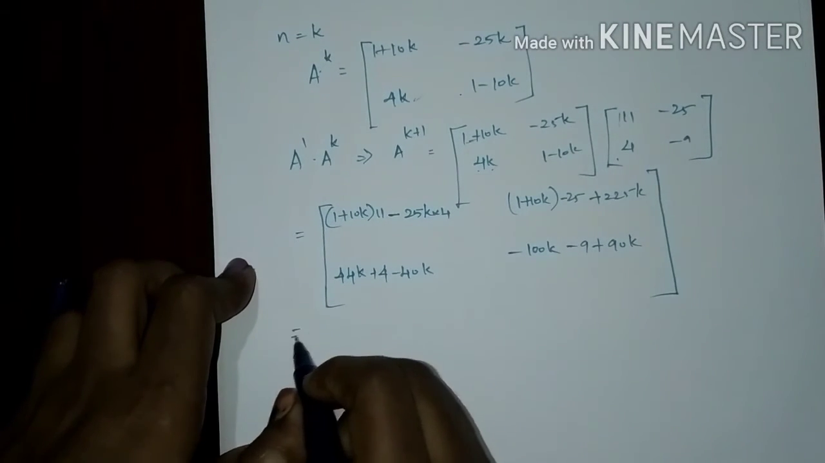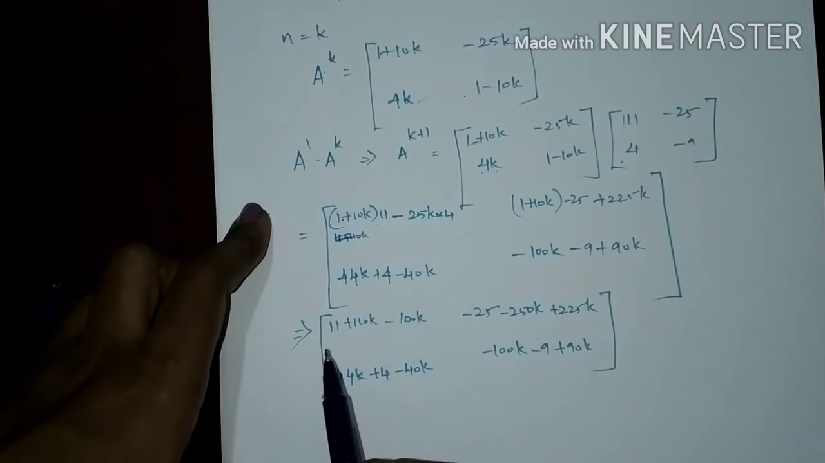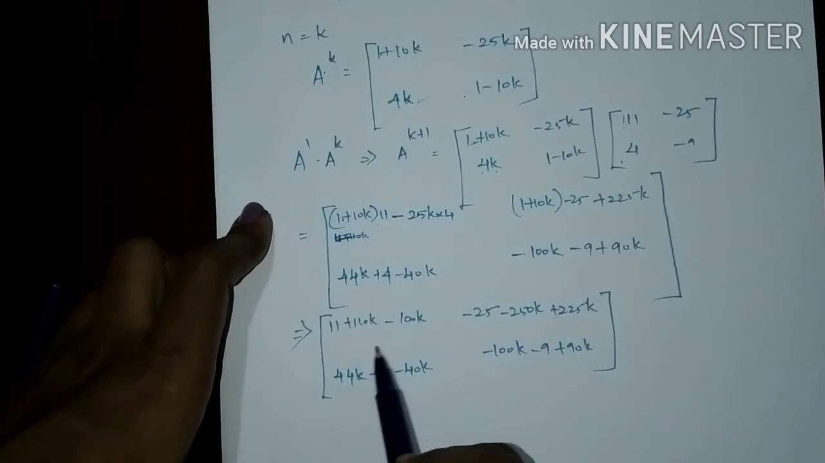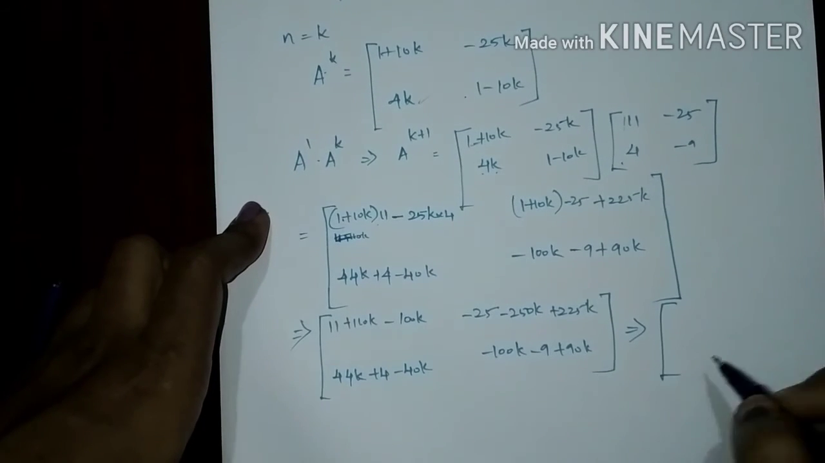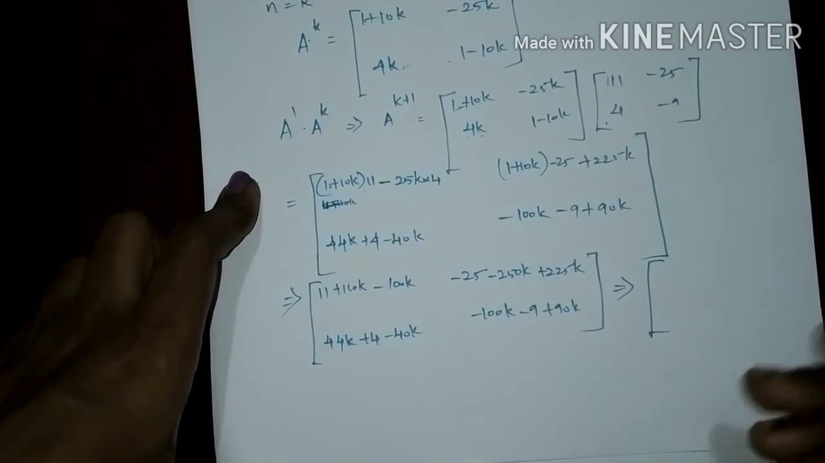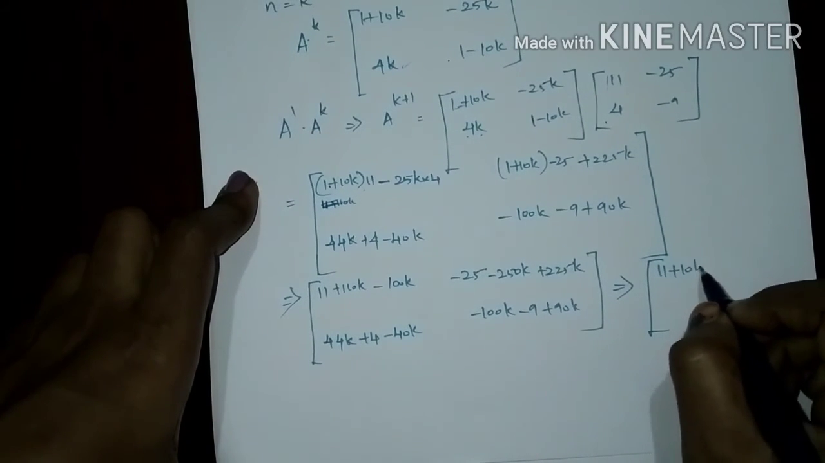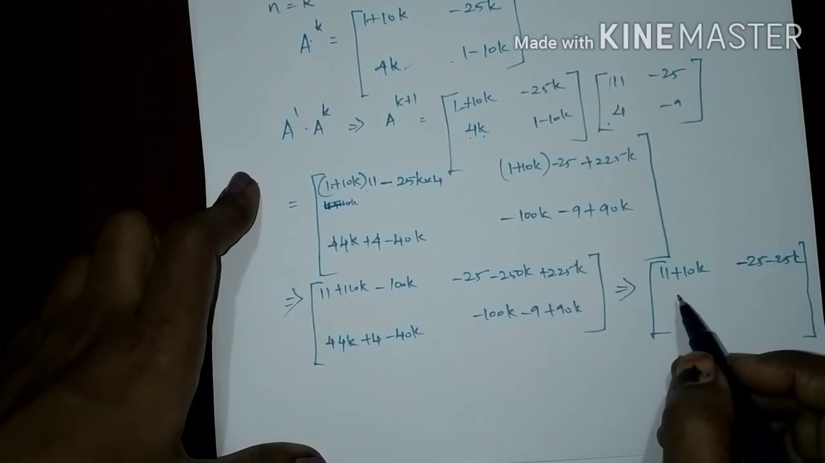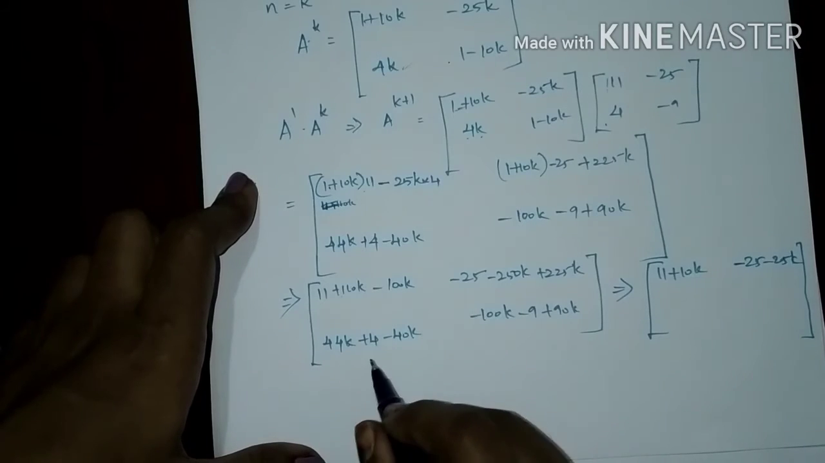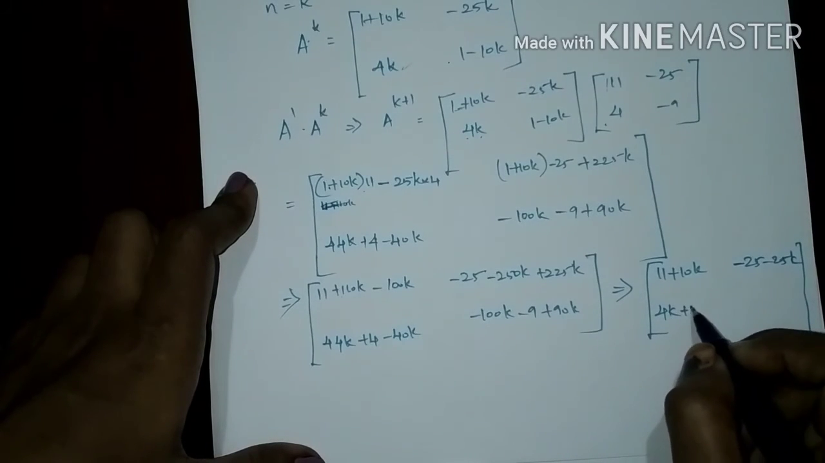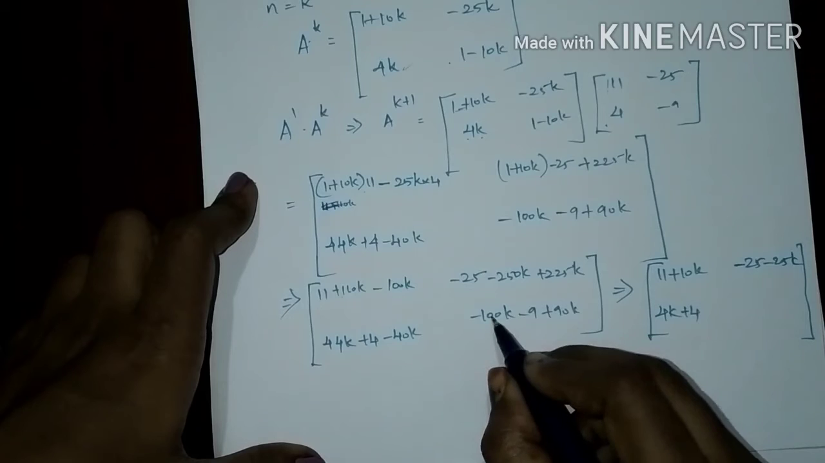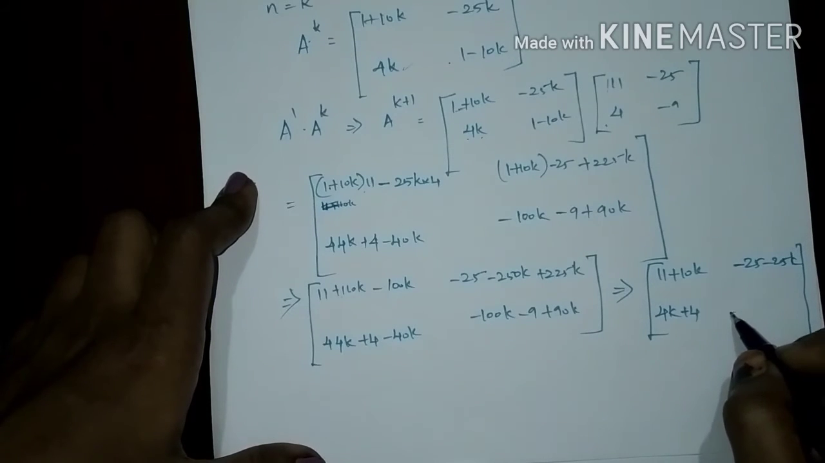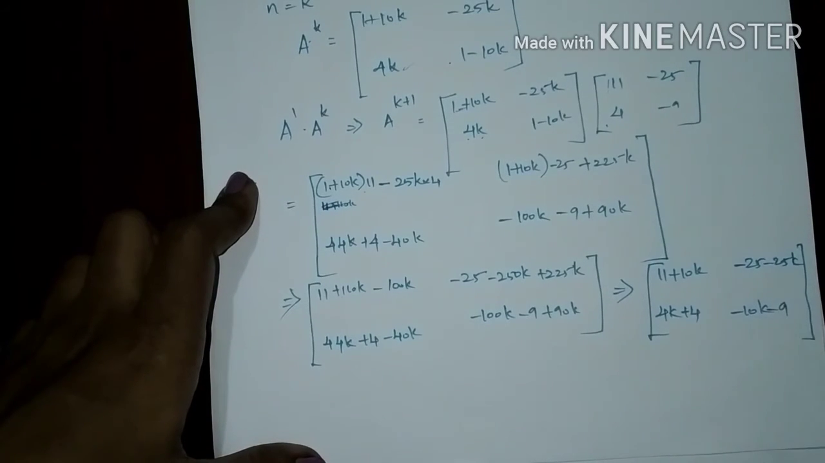Now the next step would be doing some arithmetic calculation like addition and subtraction. We'll get the remaining as 11 plus 10k, 110 plus 100, and here we'll get minus 25 minus 25k, and here we'll get 4k plus 4, and here we'll get 100 minus 90, which is minus 10k minus 9.